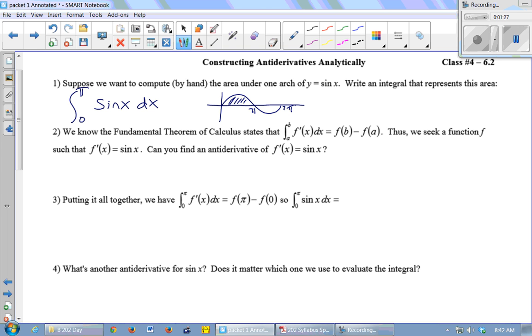Okay, so we know that the fundamental theorem of calculus states that the integral from a to b of f prime of x dx equals f of b minus f of a. That is, the integral of a rate of change is equal to total change. So I am looking for a function whose derivative is sine of x. f prime is sine of x. What is f? An antiderivative of sine.